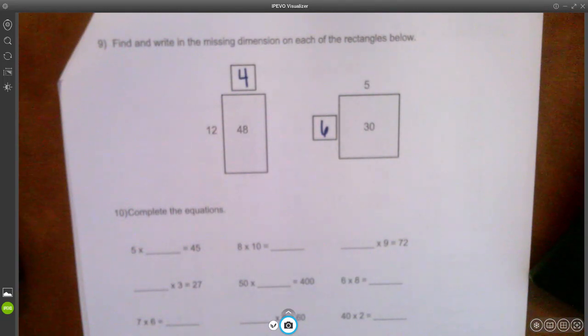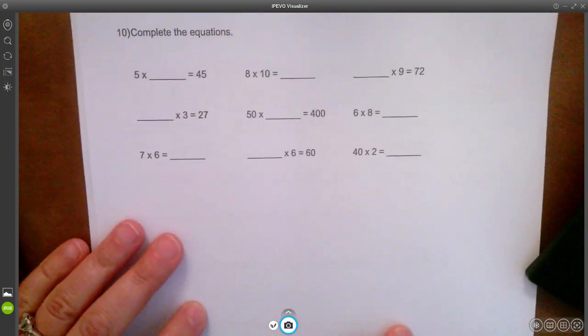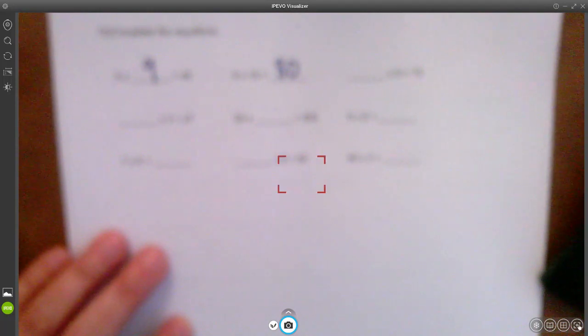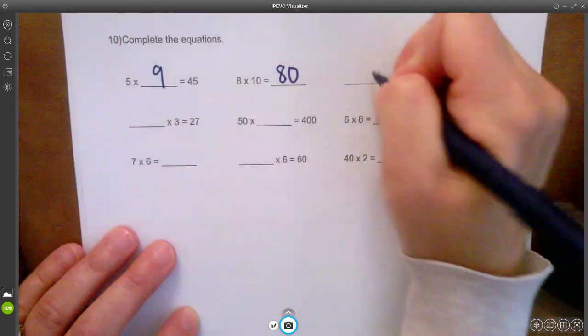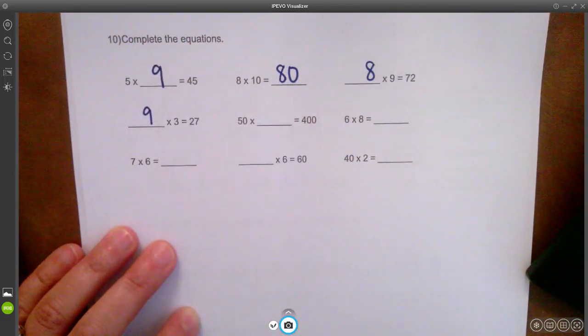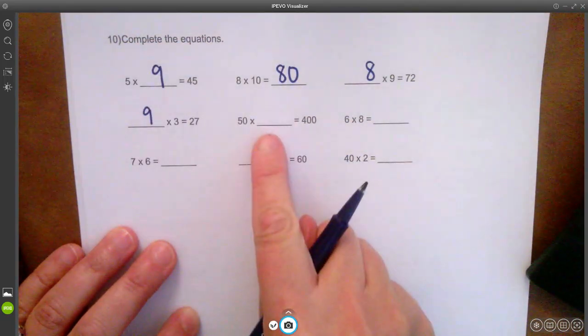All right, the final questions, lots of multiplication things. Most are multiplication facts. 5 times 9 is 45. 8 times 10 is 80. Get that to focus here. It will in just a second, I'm sure. 8 times 9 is 72. 9 times 3 is 27. I'm going to skip this one and come right back to it.